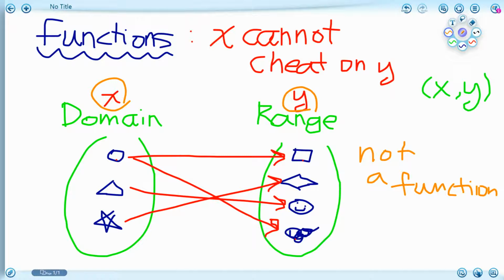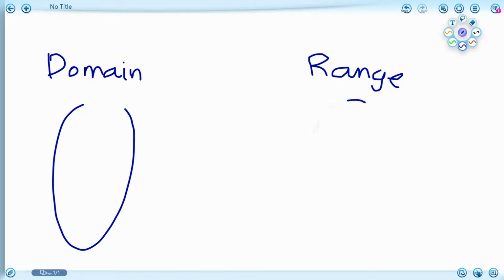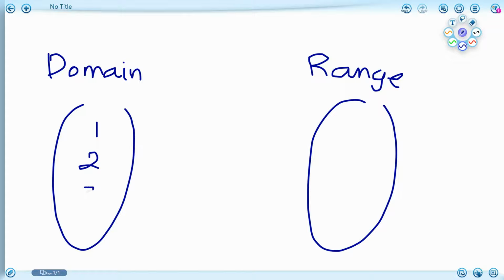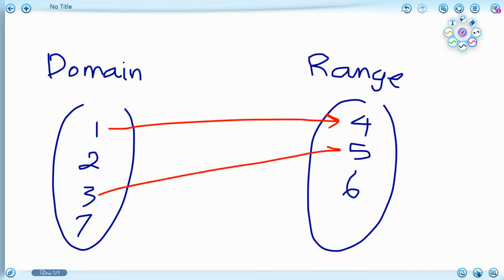Now, some of you guys are saying, okay, well, that's fine, that's not a function, but what if y cheats on x? Let's look at it. In this case, yes, y can cheat on x. Do you remember that? I'm just giving you a little rundown of everything. So once again, domain and range. I'm going to put some numbers in there because it's easier to deal with. Alright, so let's map this. Once again, I'm going to give you the mapping, so don't worry. So in this scenario.